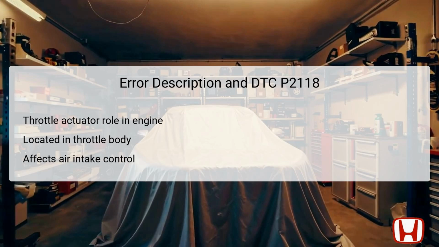In a typical good functioning scenario, the throttle actuator must adapt its position precisely according to driver input and engine management requirements. If there are issues with the actuator's current range, the Engine Control Module, ECM, may not effectively manage engine power, resulting in the activation of this DTC, requiring immediate attention to diagnose and resolve the problem.